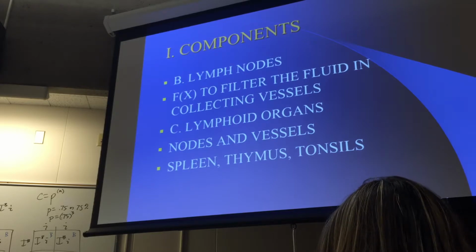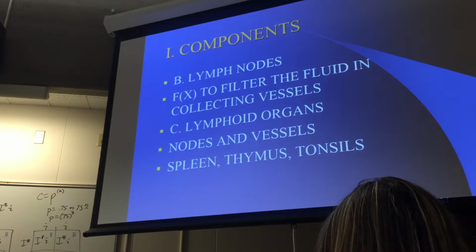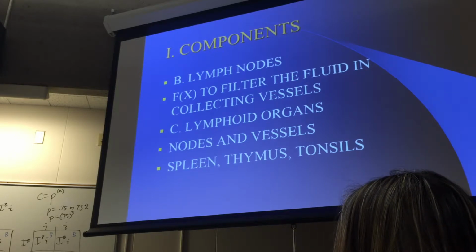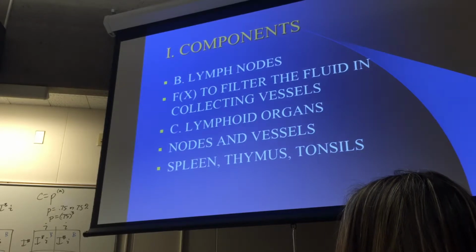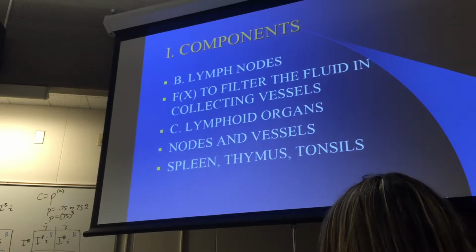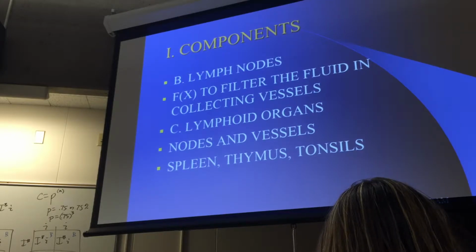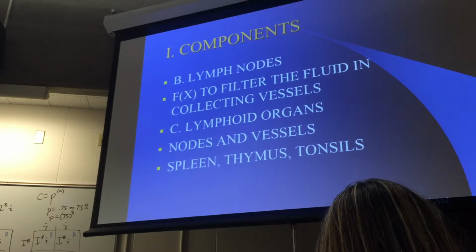Lymph nodes are considered lymphoid organs, as are lymph vessels. The spleen, the thymus, and the tonsils are big lymphoid organs. Remember the spleen? What's its main function? Red blood cell graveyard. It cleans up the aged red blood cells.